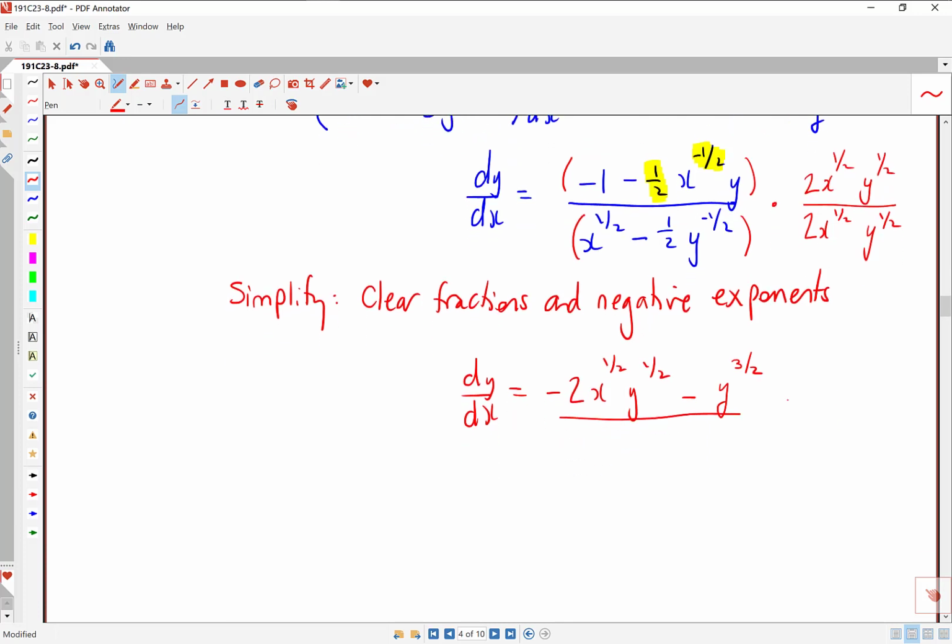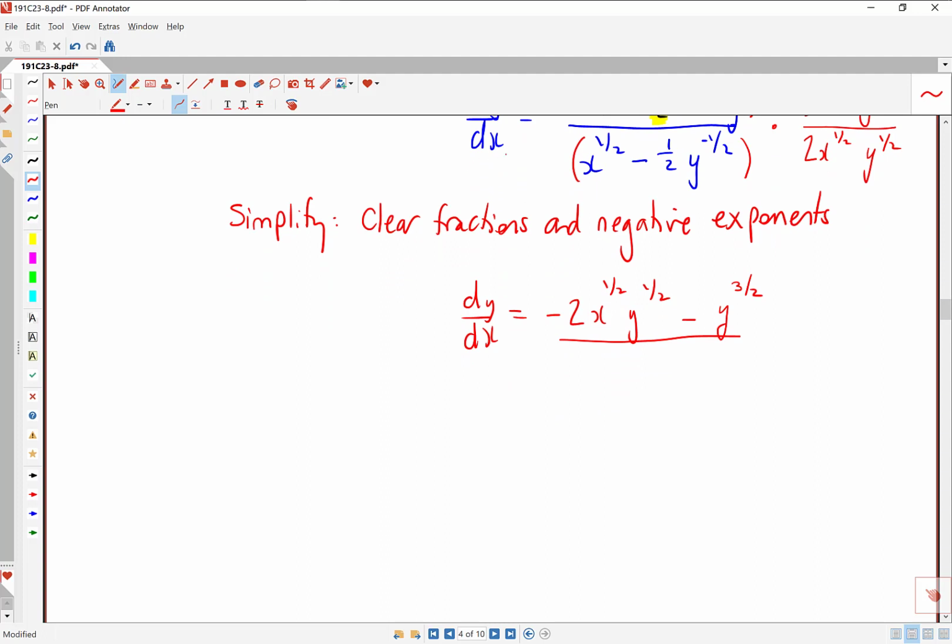On the bottom, continuing to multiply through by 2 root x root y, we are getting 2 times, if you multiply a root x times a root x, you get a full x. And there's also a factor of y to the 1/2 on there. Okay, second term, the half and the 2 cancel. We'd get an x to the 1/2, and the y to the minus 1/2 cancels with the y to the plus 1/2. So that's all we're getting there.